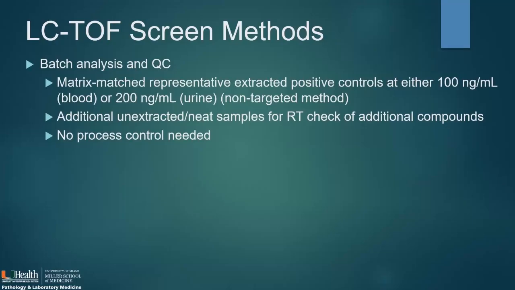And then we also have additional unextracted or neat samples. This is to help us check the retention time. So we have a sample with about 100 or more additional compounds that we run at the beginning of our sequence, the beginning of our batch. This is really for a retention time check because we do use retention time as part of our criteria. These are also additional common drugs, a lot of prescription and over-the-counter drugs. It's just a way for us to check that we have not had retention time shifting. And for this methodology, we don't have a hydrolysis, we don't have an oxidation, so we don't need process controls.